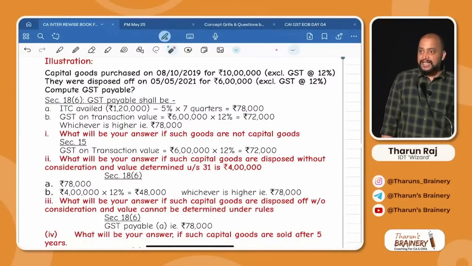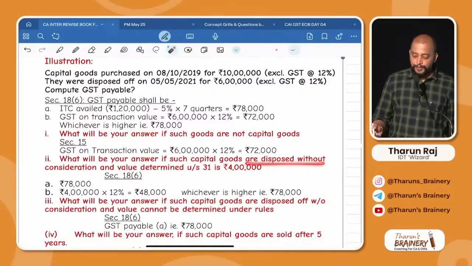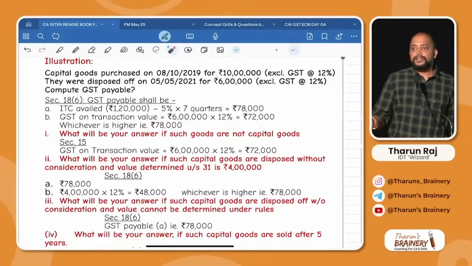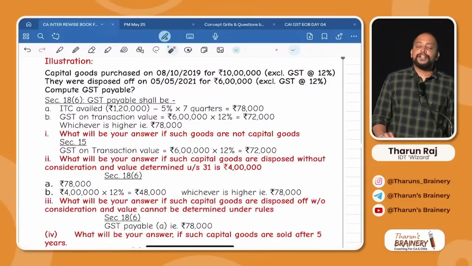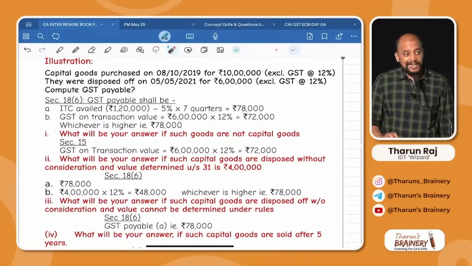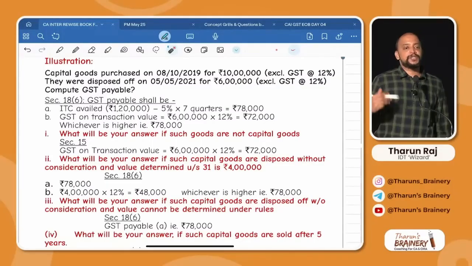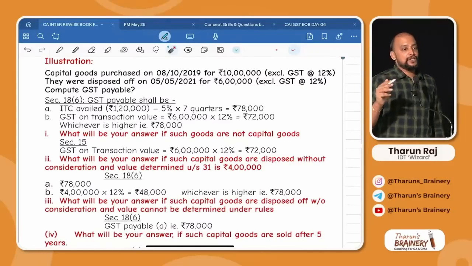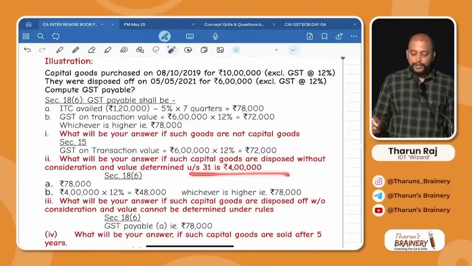Understood? Now next one. What will be your answer if such capital goods are disposed of without consideration? Without consideration means there is no consideration, but it will become supply. Why will it become supply? Disposal of business asset on which ITC is availed. Then the value will be determined as per rules, and that value is usually given in the question itself. Open market value or fair market value will be given in the question. And the market value is 4 lakhs.